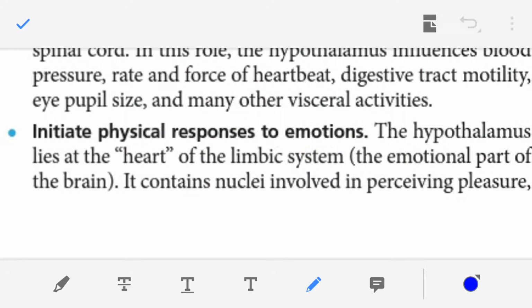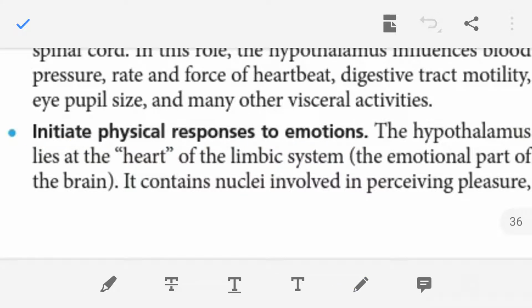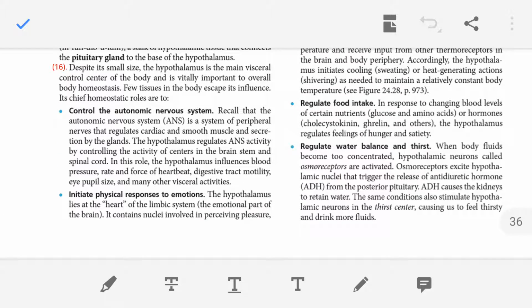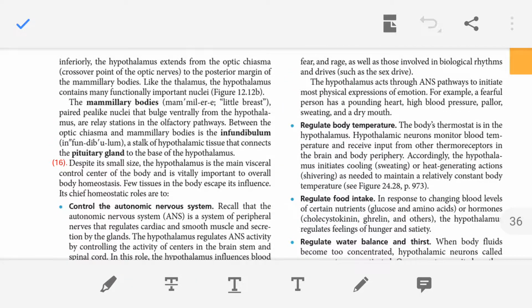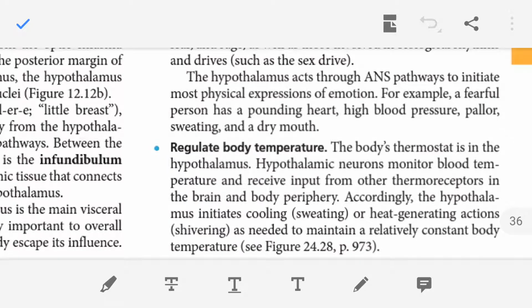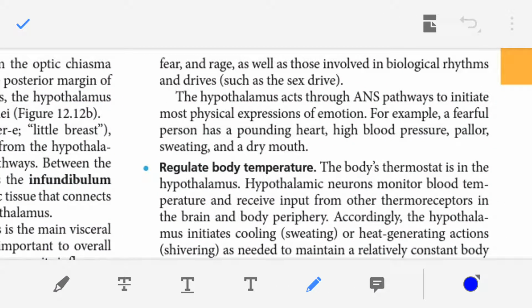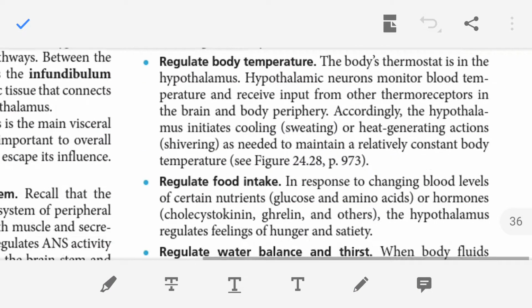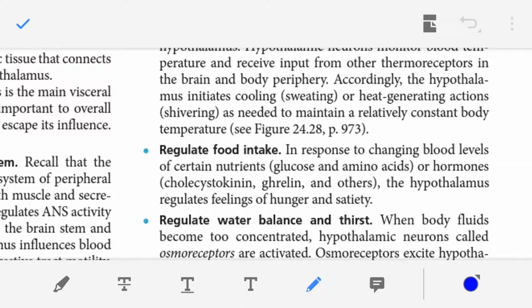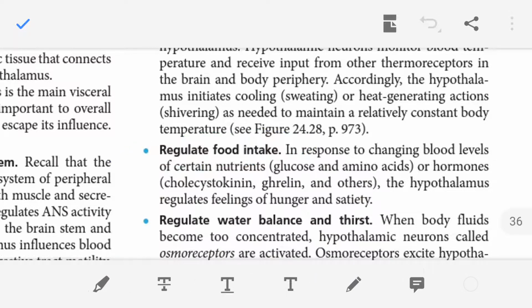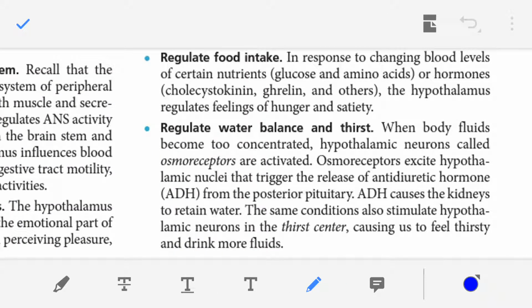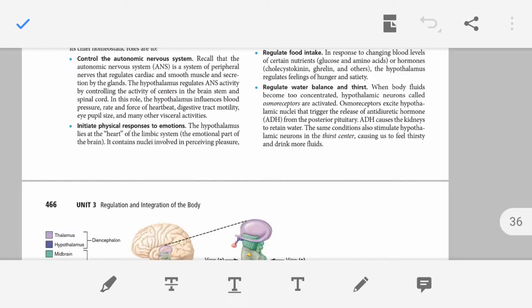Then the hypothalamus initiates physical responses to our emotions, the bodily response for our feelings. Then the hypothalamus also regulates our body temperature. Then it regulates food intake. Then it regulates water balance and thirst.